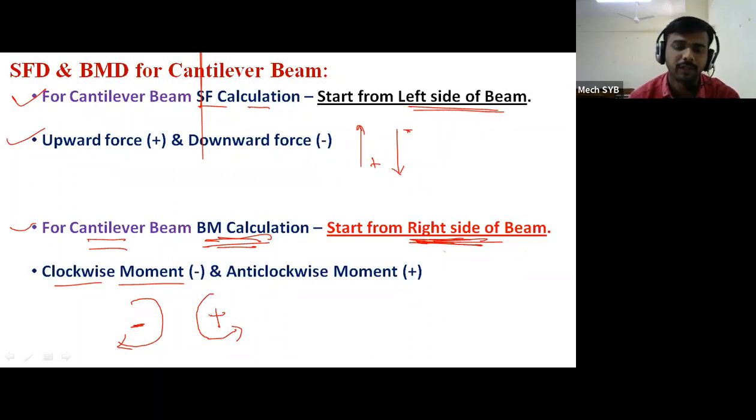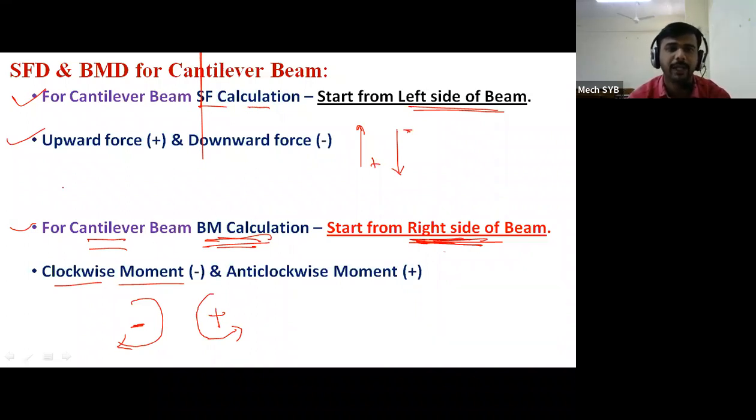Getting it? So for the simply supported, for overhanging and for cantilever beam, SF calculation we are starting from the left side. Therefore upward forces we have taken positive, downward forces we have taken negative. But for the cantilever beam, the BM calculation we are starting from the right side. BM means bending movement, that is force into distance, so it becomes movement. As it is starting from the right side, instead of calling clockwise positive we call it negative, and instead of calling anti-clockwise negative we call it positive. So you just take this particular sign convention in your notebook.